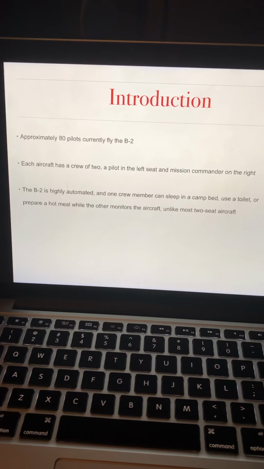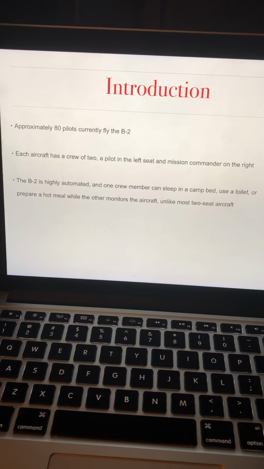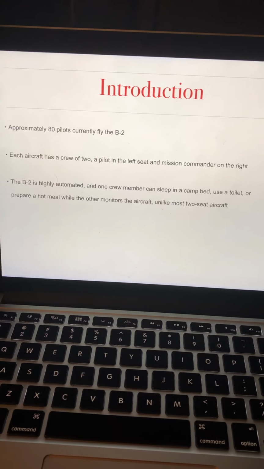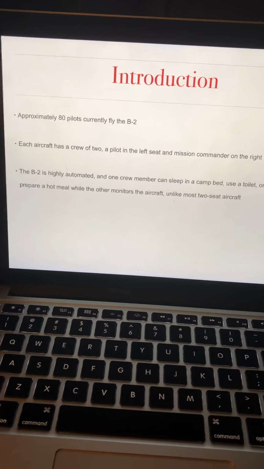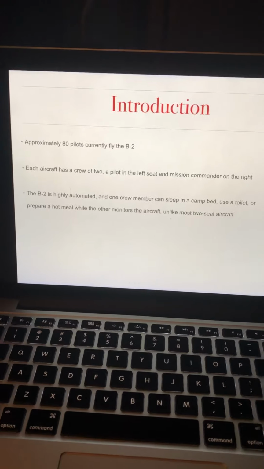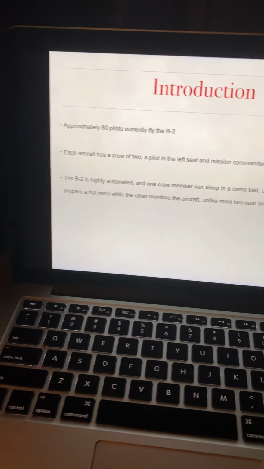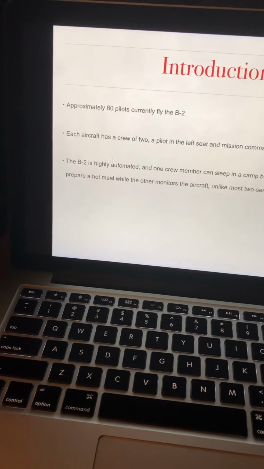The B-2 is highly automated, as one crew member can literally sleep, use the toilet, make a meal, or take a nap while the other monitors the aircraft, unlike most two-seater aircraft, where two people would constantly have to be in charge.